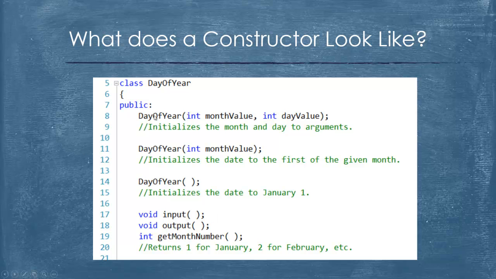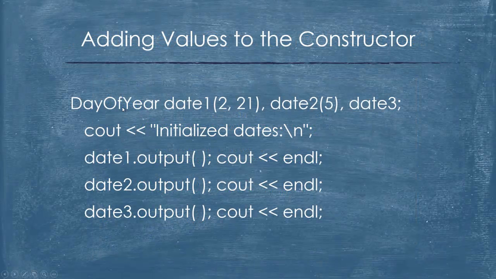So, I made this constructor. Hey, I got 3 constructors, one with 2 values, one with 1 value, one was just the default with no values. How do I add those values in there? Well, now in the main, you can just do day of the year, and then you can create date 1 and just put in the values, date 2, put in 1 value, and date 3, put in no values. And then if I say, hey, show me the dates, it would say, date 1 output, and then this would show you February 21st, May 1st, and then whatever the default date is, January 1st. So that's how you add values to the constructor.